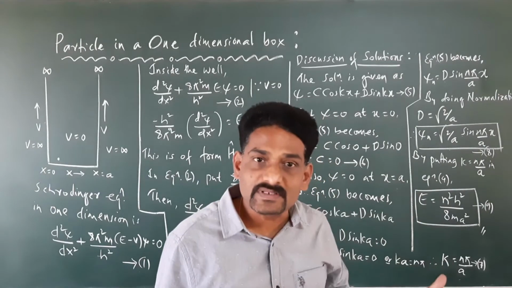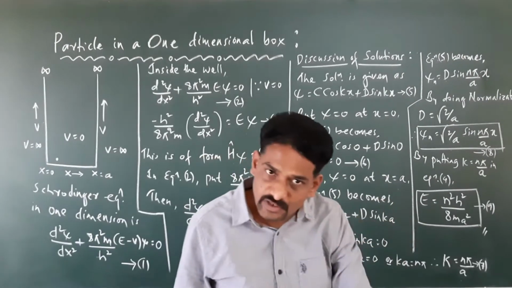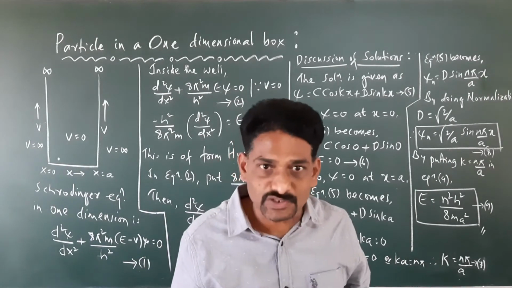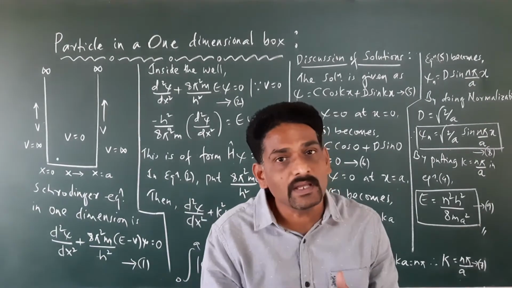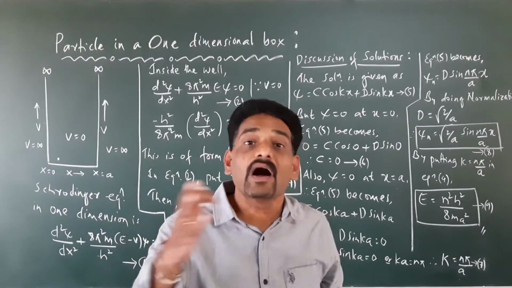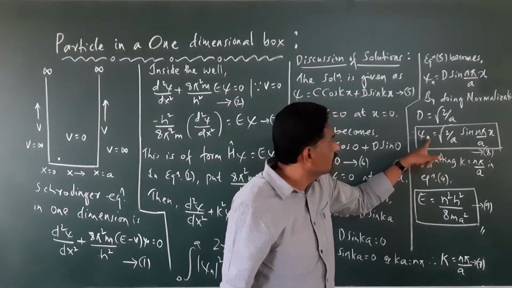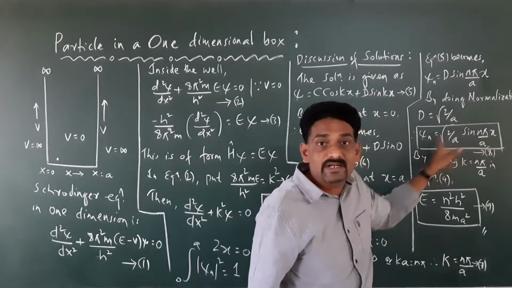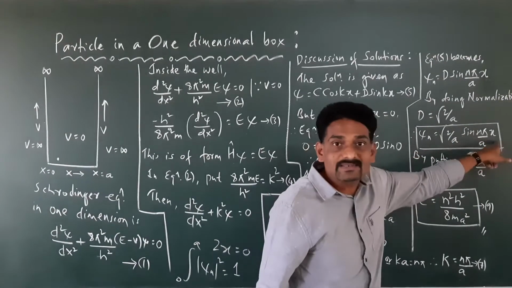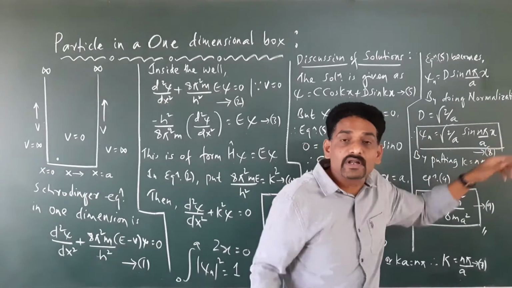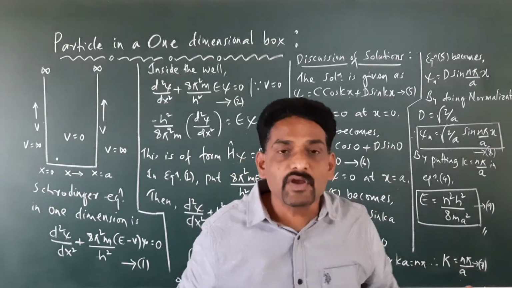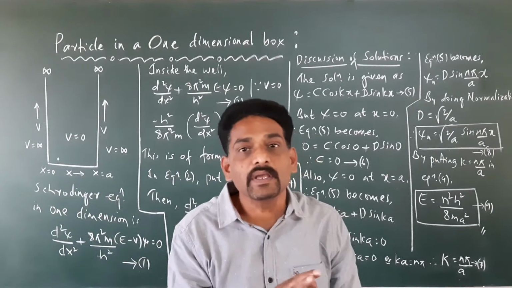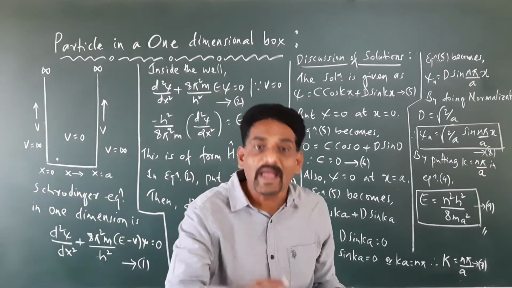I told you in the previous class, when you solve this second order differential equation, we get n number of solutions, not just one. But all the solutions will not be taken as proper functions or eigenfunctions. If we take n equals 1, we get psi 1; n equals 2, psi 2; n equals 3, psi 3; n equals 4, psi 4, and so on. But all of them will not be proper wave functions or eigenfunctions.